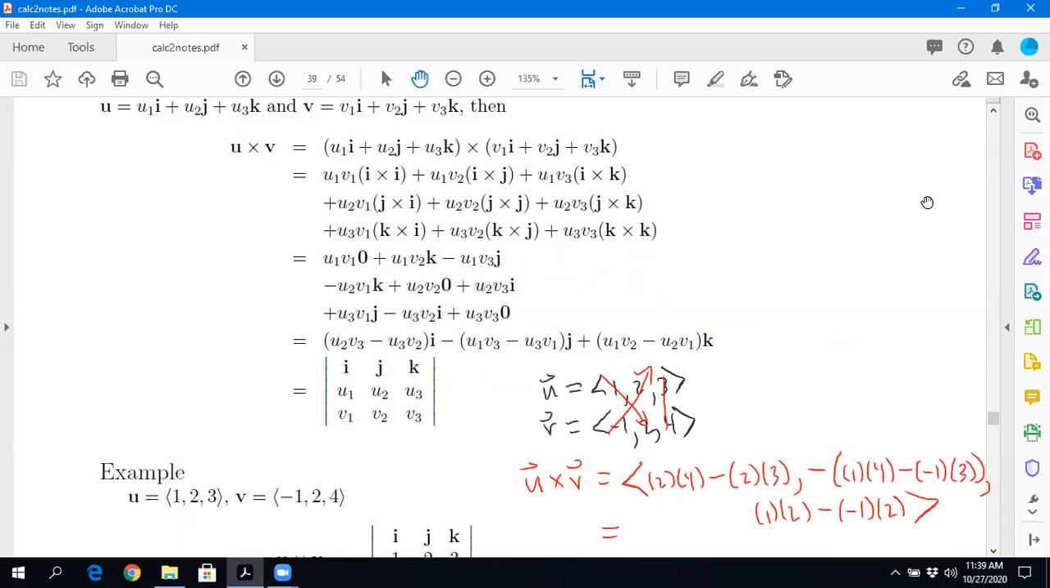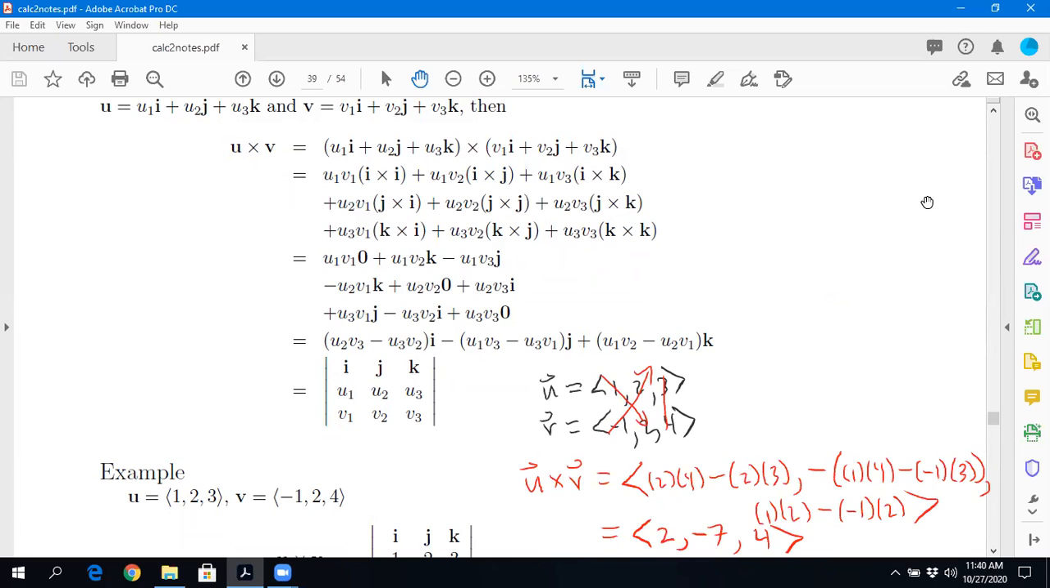2 times 4 is 8, minus 2 times 3 is 6, right? 8 minus 6 is, what's the first coordinate going to be? 2. 1 times 4 minus -1 times 3, that's going to be 4 plus 3, which is 7. So the second coordinate is -7. Yeah? The third coordinate is going to be 2 minus -2, which is 4. So there is the cross product. And don't forget, amazingly, if I were to compute the length of this thing, it would give me the area of the parallelogram determined by u and v. Flat out, which is sort of amazing.